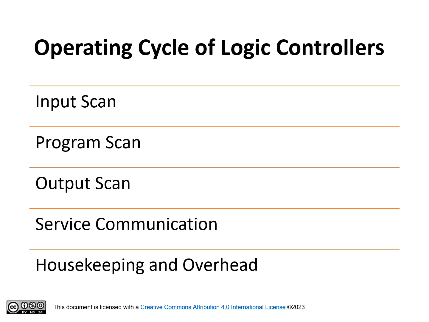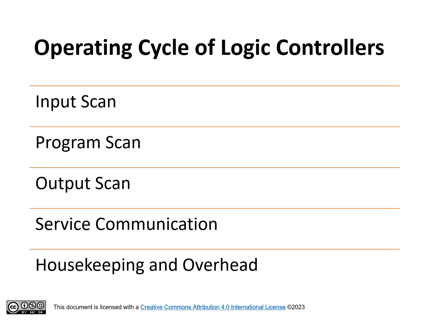Number 1, input scan. The time required for the controller to scan and read all input data. Number 2, program scan. The time required for the processor to execute the instructions in the program. The execution time varies depending on the type of instruction and its status in the CPU and working memory.